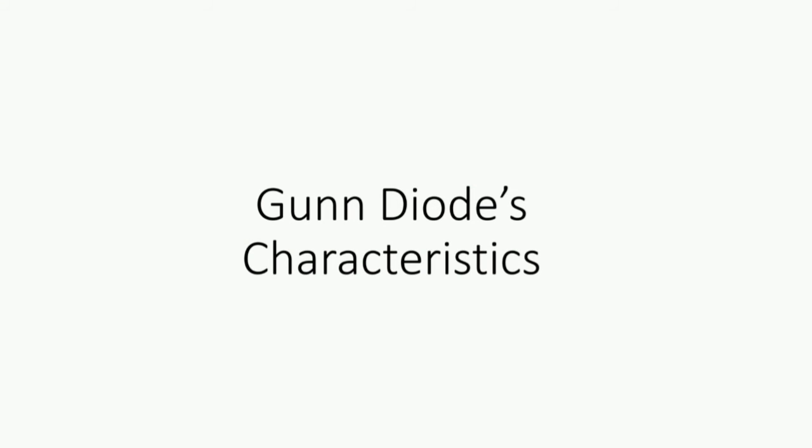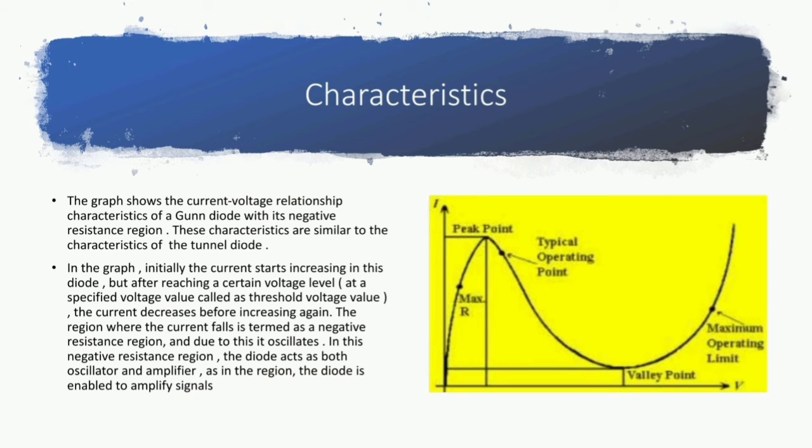Now let us learn about the characteristics of a Gunn diode. As you can see, here is a graph of the characteristics of a Gunn diode. The graph shows the current voltage relationship characteristics of a Gunn diode with its negative resistance region. These characteristics are similar to the characteristics of the tunnel diode.